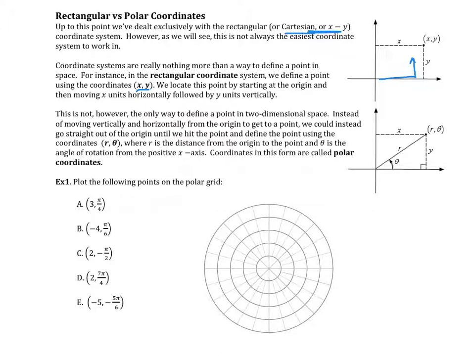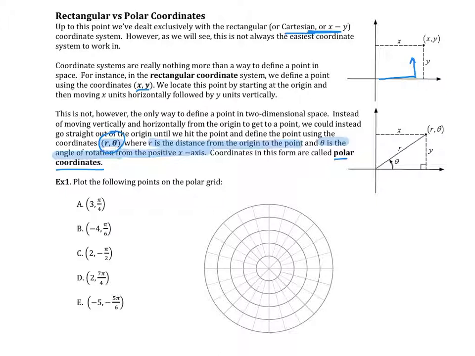We can use a different system, which is called the polar coordinate system. So the polar coordinate system uses r and theta, where r is the distance from the origin to the point, and theta is the angle of rotation from the positive x-axis. When you have points in this r theta, we call those polar coordinates. So r and theta are polar coordinates.